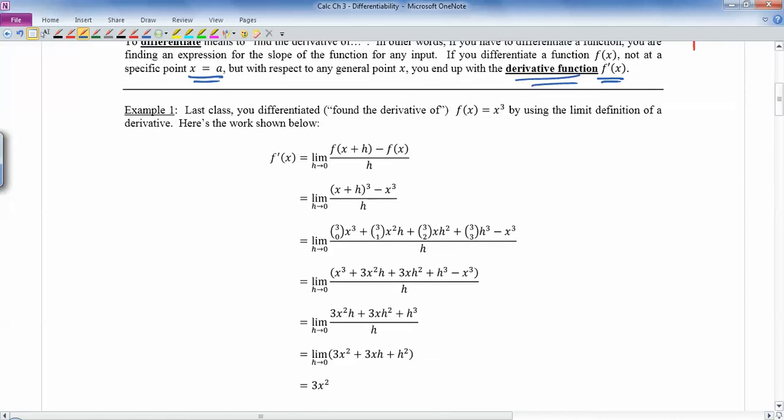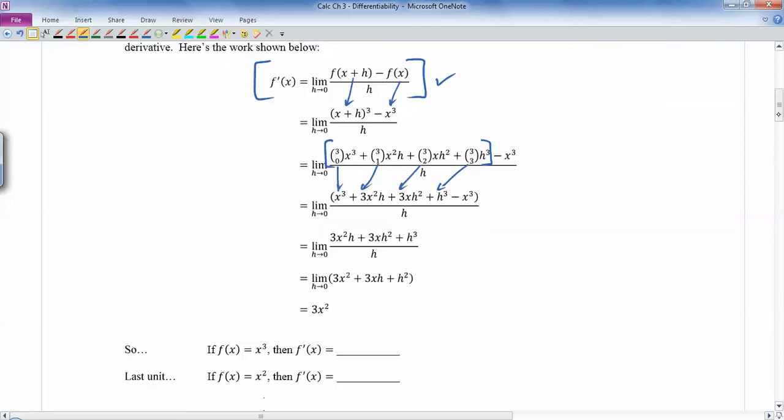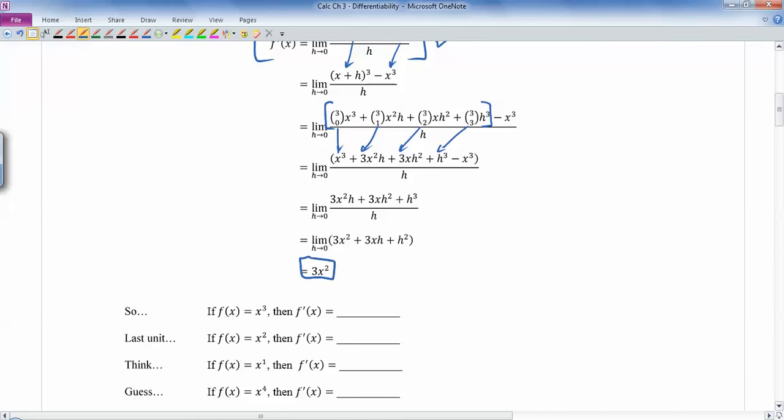you differentiated, which means found the derivative of, f of x equals x cubed by using the limit definition of derivative, which is this right here. This is always true. Since f of x is x cubed, we plug in x plus h and we get x plus h cubed. Plug in x, we get x cubed. Then x plus h cubed, you can use the binomial theorem to expand it, and you can evaluate all of these terms. You get 1, 3, 3, and 1. Then you can simplify a little bit, and once you plug in h equals 0, you get 3x squared out of the whole thing.